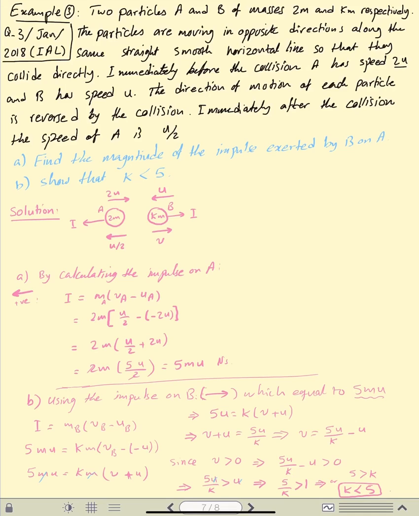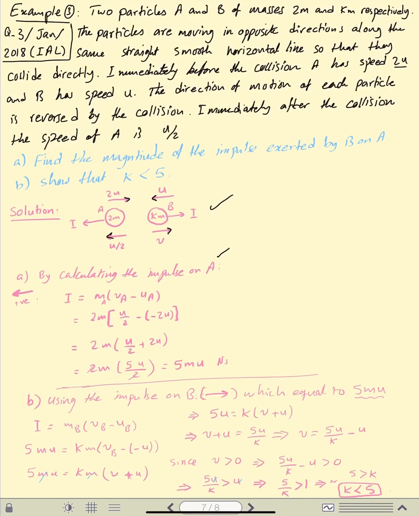Step number 1, draw the diagram. So this is the speed 2u of particle A, and this is particle B in the opposite direction. He told us that for each particle, the velocity or the speed is reversed. He wants now the impulse. We are free. We can start with calculating the impulse on A.